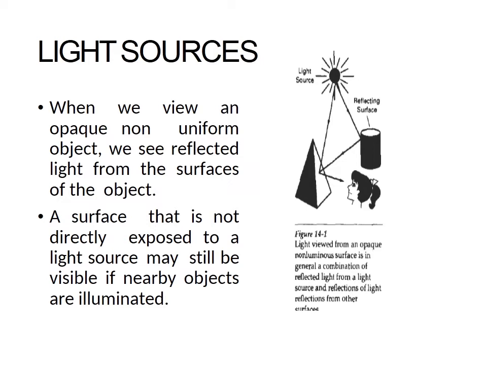When we view an opaque non-uniform object, we see reflected light from the surfaces of the object. A surface that is not directly exposed to a light source may still be visible if nearby objects are illuminated. So, making a database for these light rays is not possible. Hence, the image created after considering the illumination model is only a close approximation of the original image. In the illumination model, we try to capture a set of light rays which are reflected or inter-reflected from the various objects so that a close approximation of the original scene can be created.